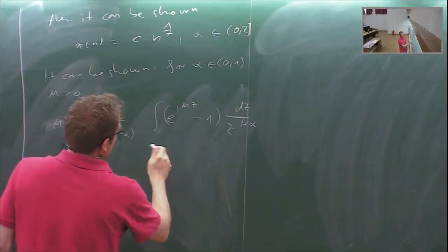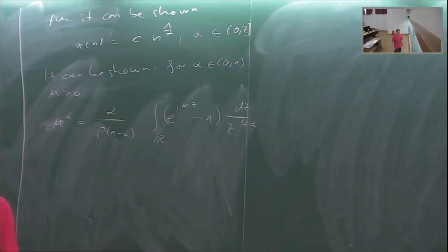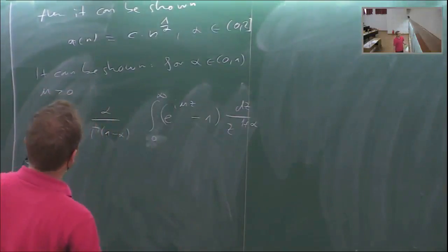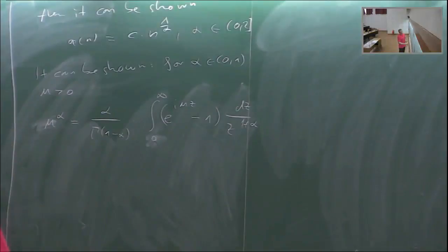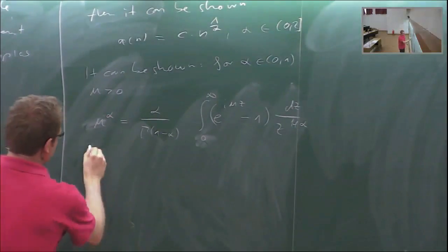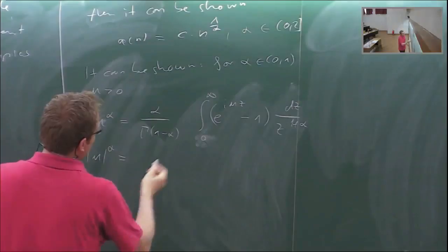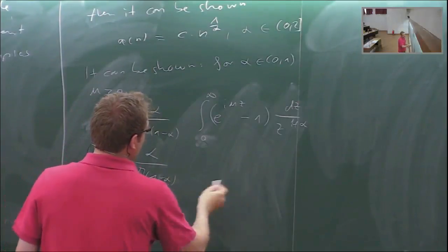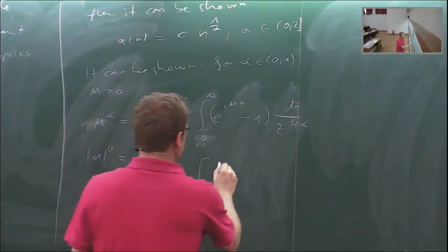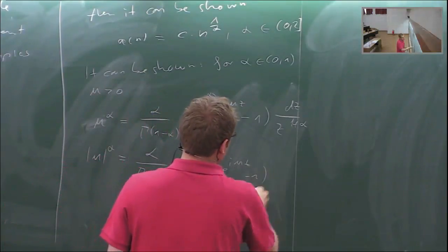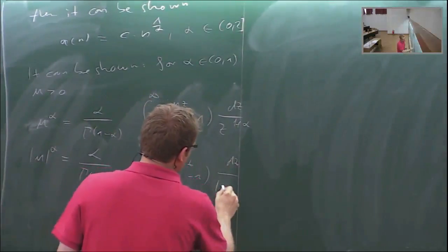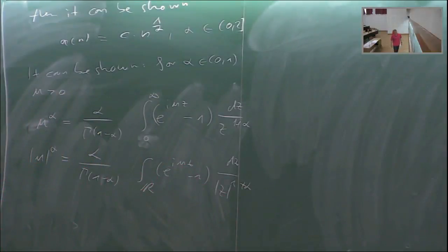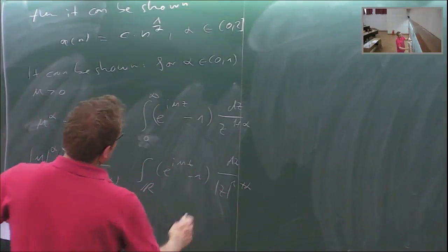So this is in the real numbers. No, from 0 to infinity, pardon, 0 to infinity. And this can also be done for negative u. So u to the alpha can then be written as gamma of 1 minus alpha, integrating over z, e to the i u z minus 1, dz, over z to the 1 plus alpha, for alpha between 0 and 1. So there is one way to get this.